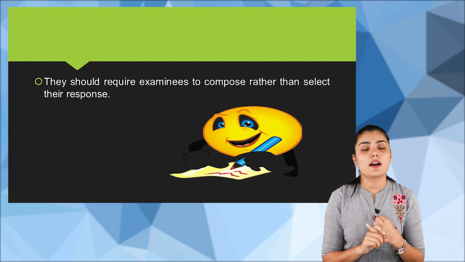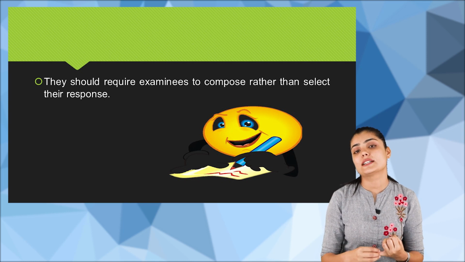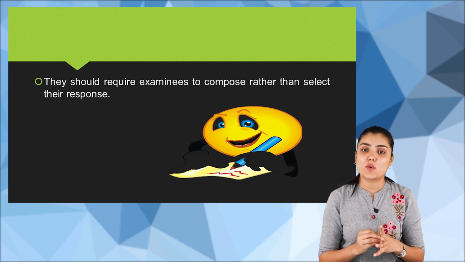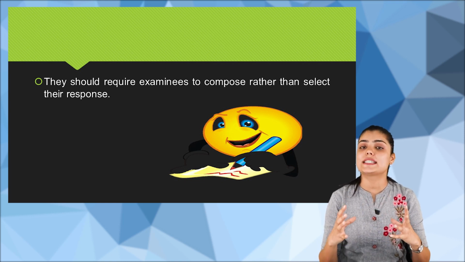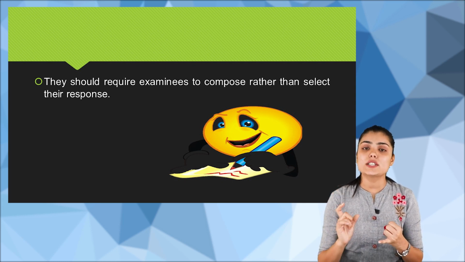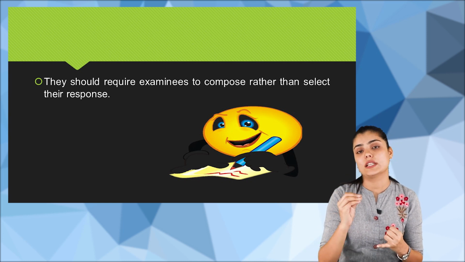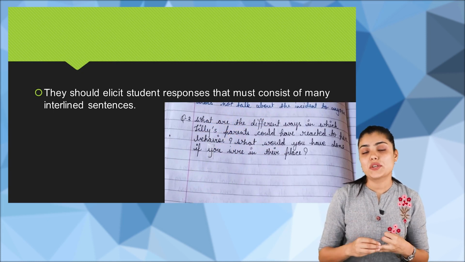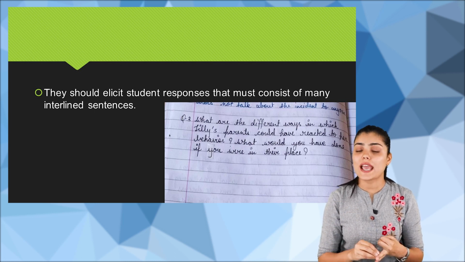The first criterion, of course, is that it requires the respondent to create the answer rather than simply selecting the correct answer. Rather than selecting a response which is already given, the respondent has to create an answer. That is the first criterion. The question should be created in such a way that it requires the respondent to create an answer for the question asked.